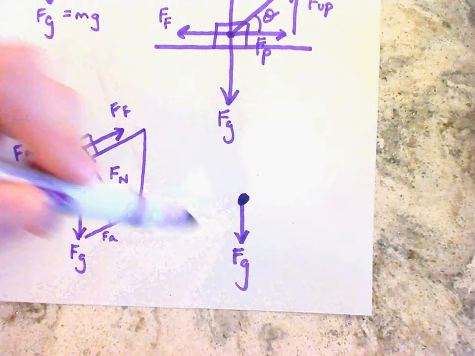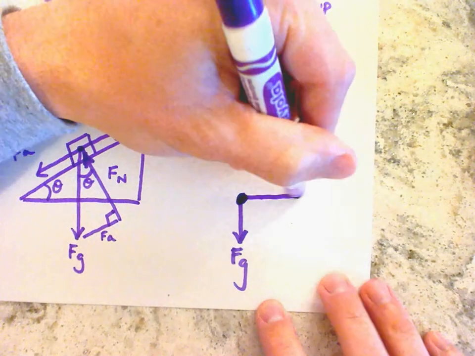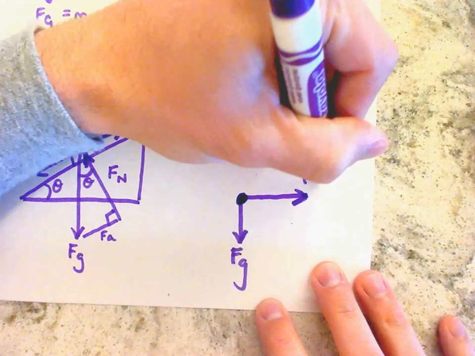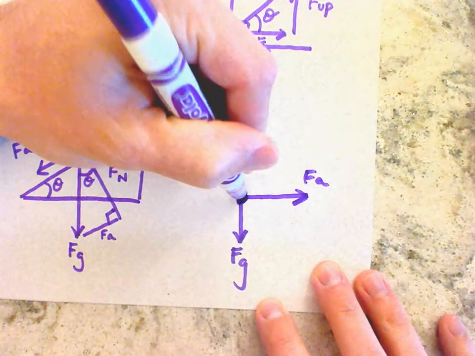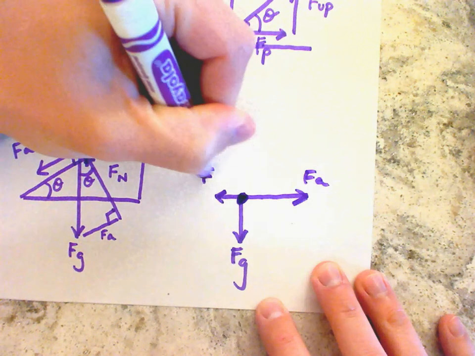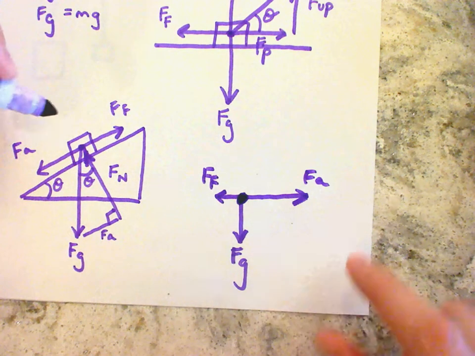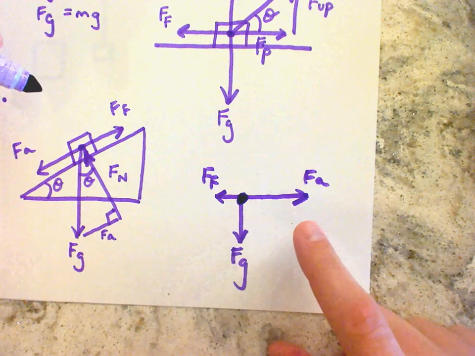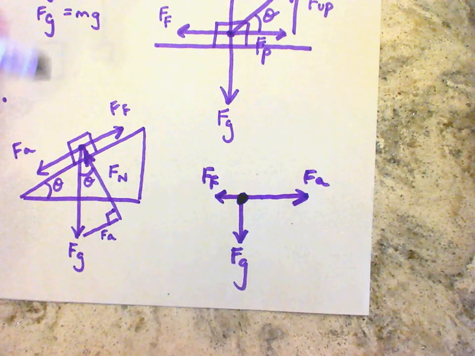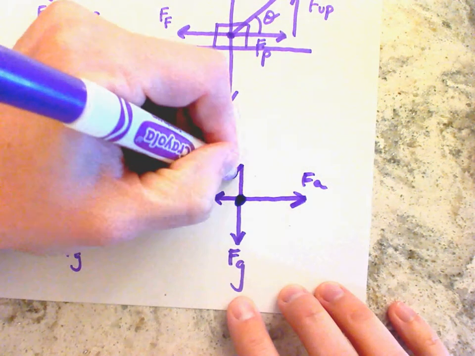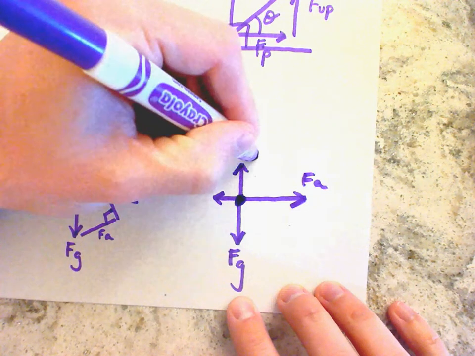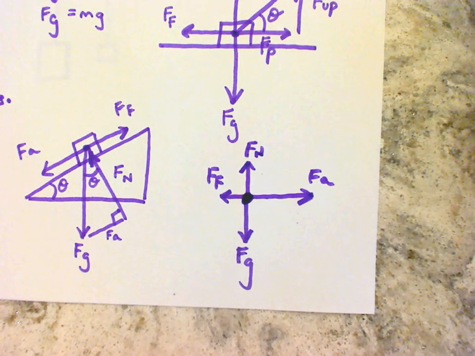So if you had like this and this, you could tell that the applied force was greater than the frictional force and that this thing would be accelerating. So I guess I should finish that off and put normal force in there. So anyway, there's that. Review those.